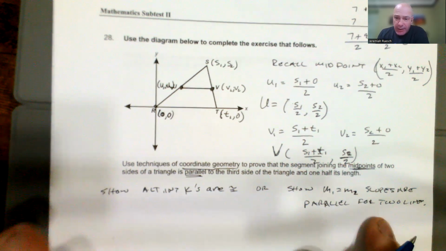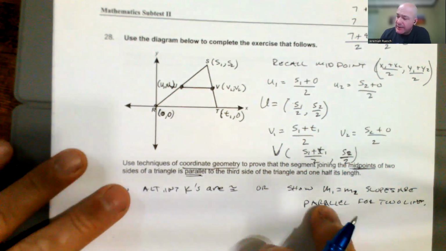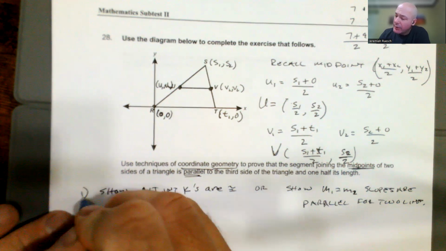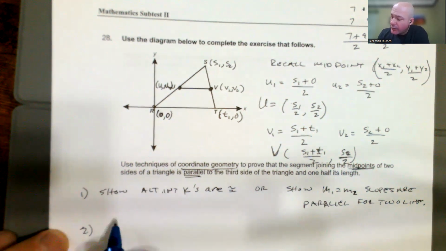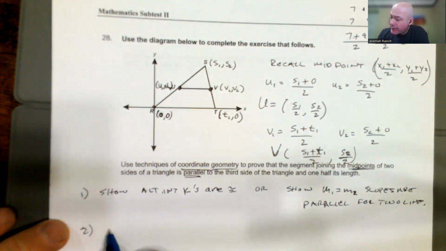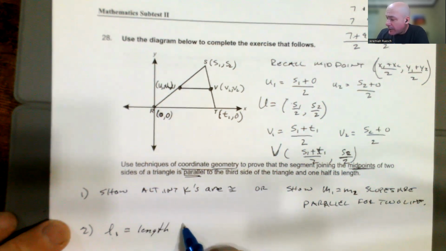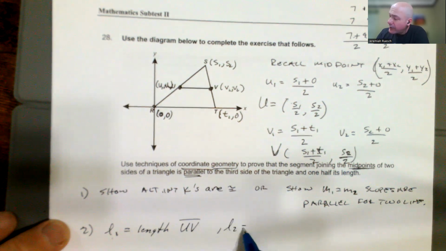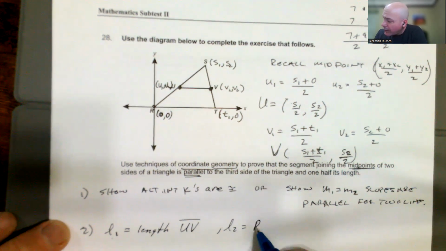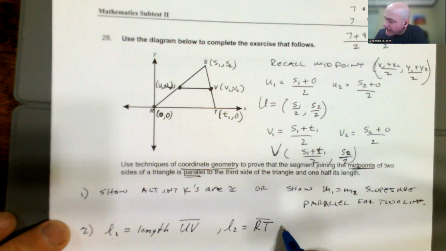So just kind of like broadcasting that. So that's one of the first things that we have to show. And then the second thing we have to show is that I'm going to call it L1, which is the length of U to V. And I'm going to define L2 equal to RT, the length.